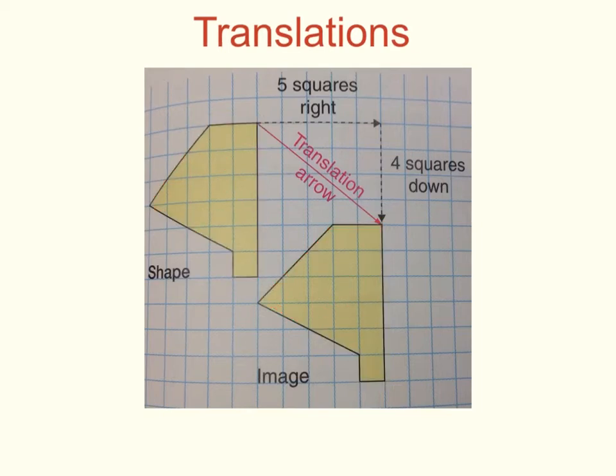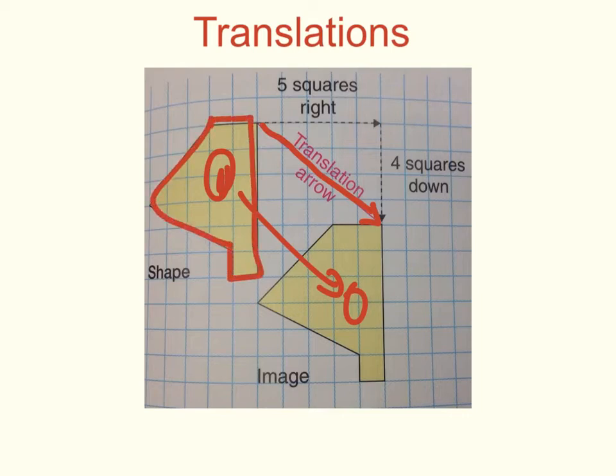Now when I look at the translation arrow, that translation arrow is really important because it tells me that we started here, and we ended up over here. So this is the original shape that we start with, and this is the image. We always start with the shape, and then we move or translate to the image.